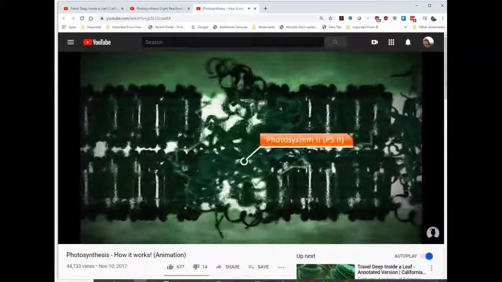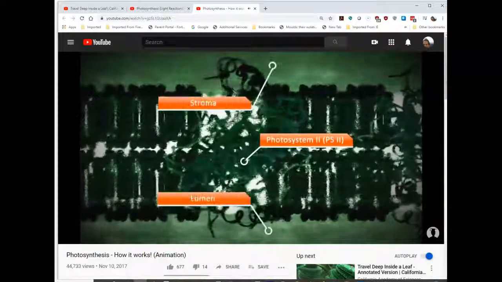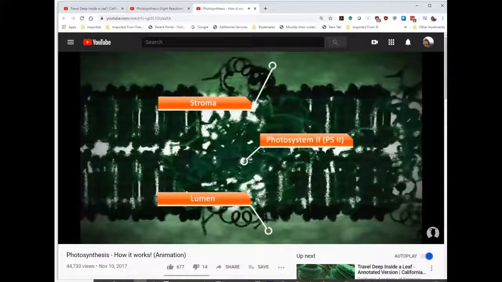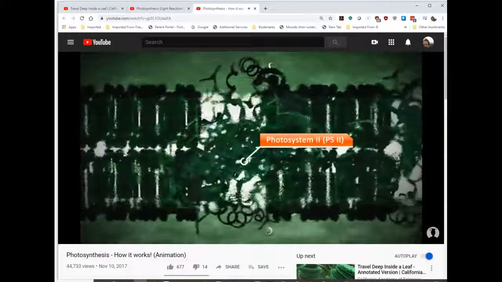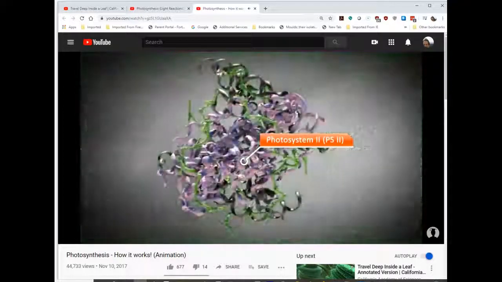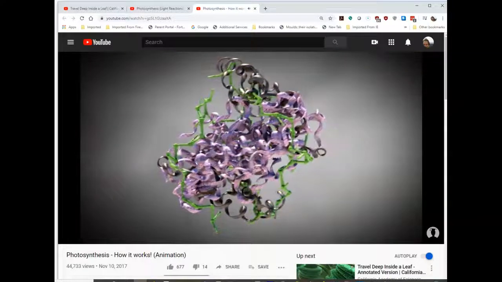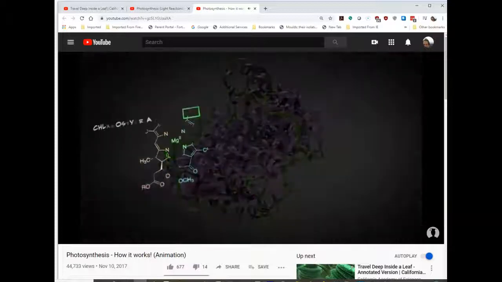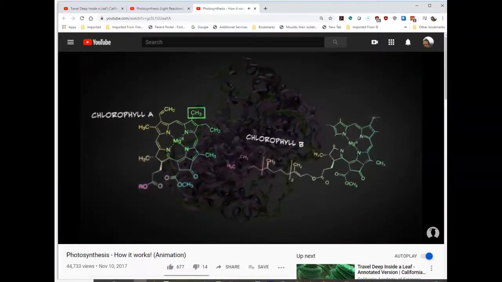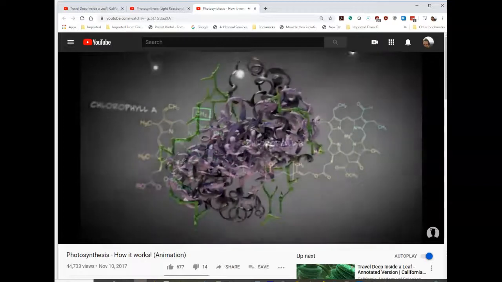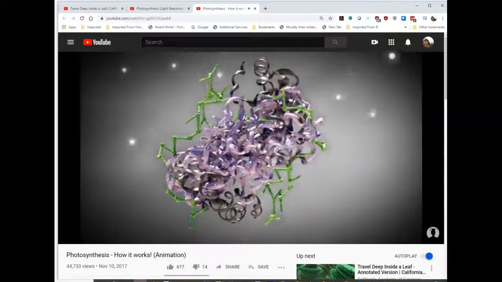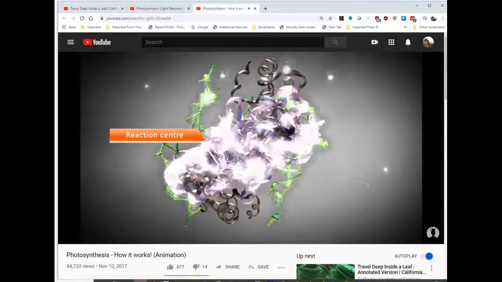If we take a close look at the thylakoid membrane, we see the photosystem too. It is linked to the stroma and the lumen. PS2 consists of light harvesting complexes that surround a photosynthetic reaction center to focus energy. Light harvesting complexes consist of chlorophyll, such as chlorophyll A or chlorophyll B. These chlorophylls absorb light, namely photons, and transfer the energy to the photosynthetic reaction center.